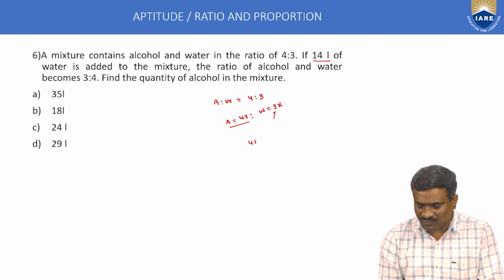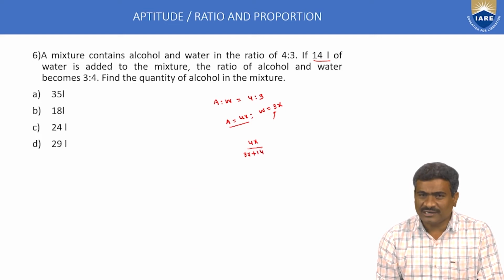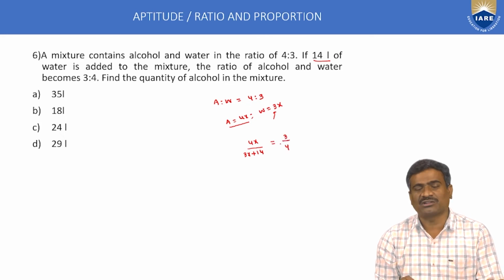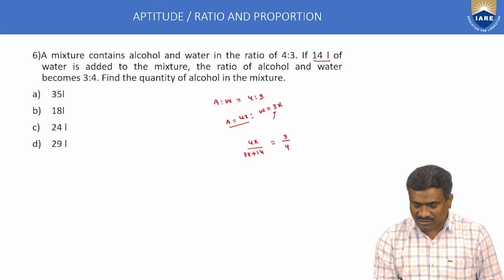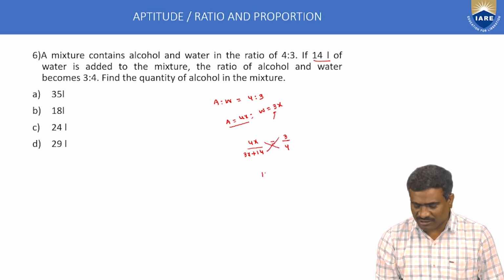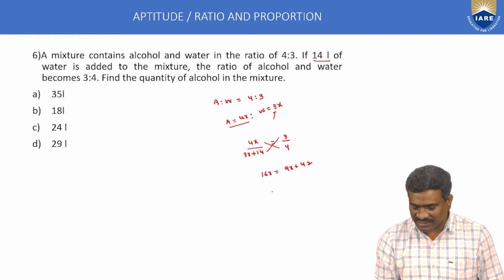Here alcohol is 4x, and 14 liters of water is added. If 14 liters of water is added, the new ratio becomes 3:4. 3:4 is nothing but 3/4. Next, cross multiplication, find the x variable. Here 4 into 4 is 16x, plus 9x plus 42. Next, 3x is equal to 42.